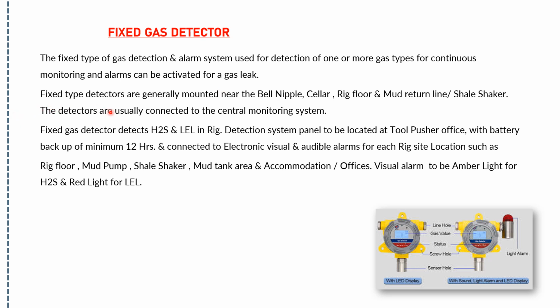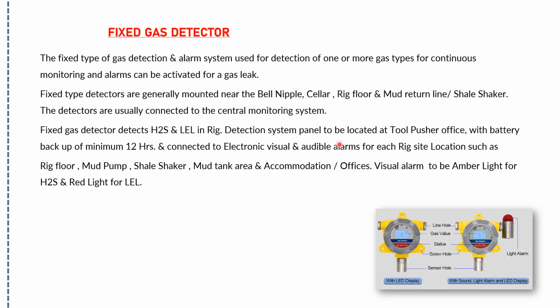Fixed type detectors are generally mounted near, and I'm telling about the rig actually where they are located, the bell nipple, cellar, rig floor, and mud return line shale shaker. These are the places where the fixed gas detectors are installed. They detect H2S and LEL, which means fire. The detectors are usually connected to the central monitoring system.